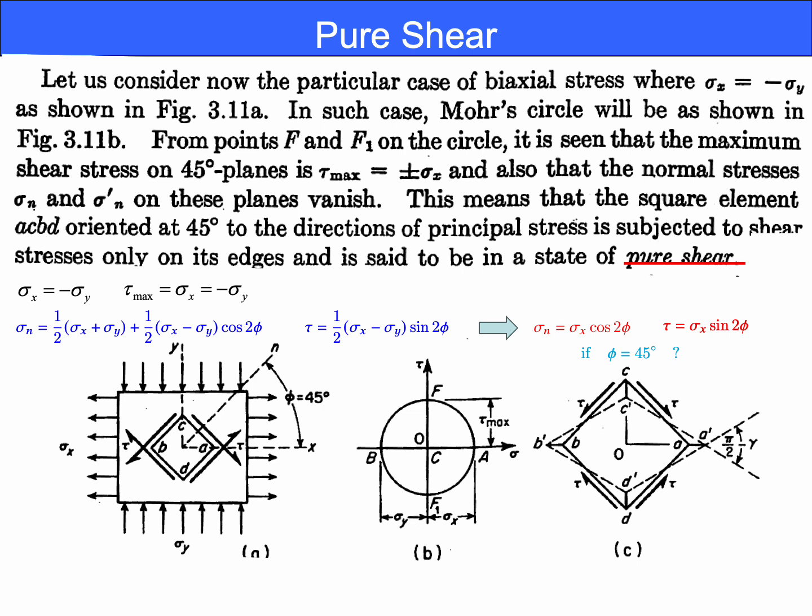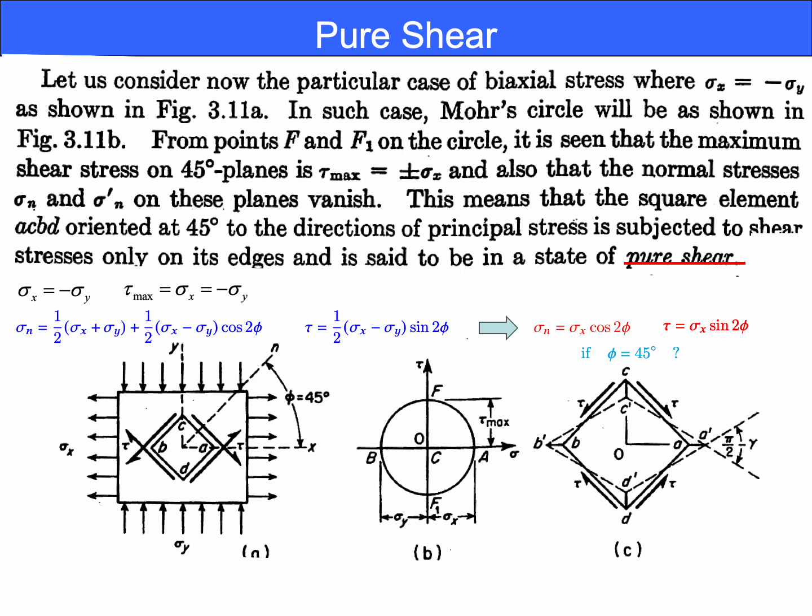The stress state of this element, ABCD, is shown graphically in the right figure C. This stress state is called pure shear. Okay? On this element only the shear stresses exist on each plane, like this.